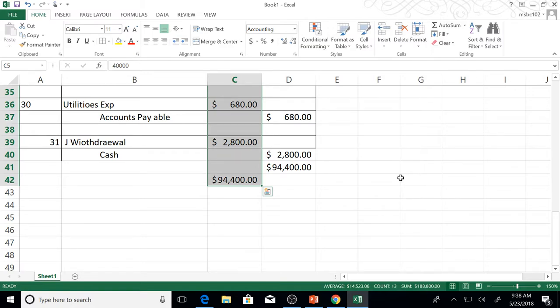Is that 14,000 receiving cash? So it's 30,000 plus 30,000. How much is your cash? $30,080.